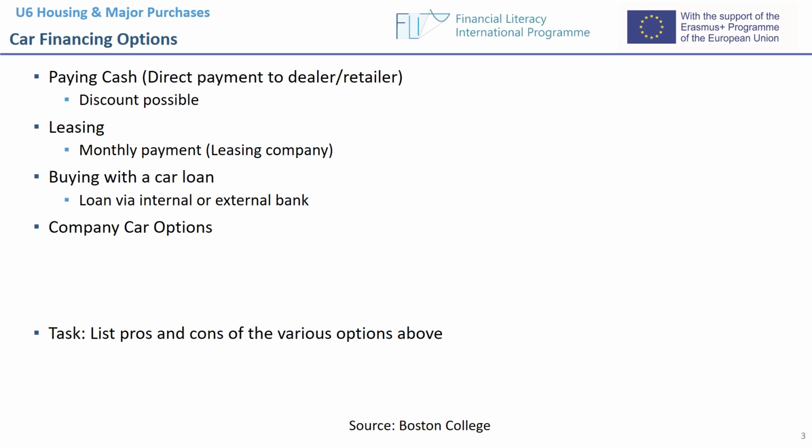The third option is to take out a car loan. This can be taken out with a bank, for example, and is then also repaid in predetermined installments over a specified period of time. The last option is to obtain a company car through its company.